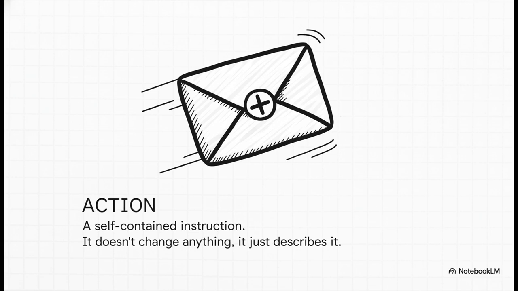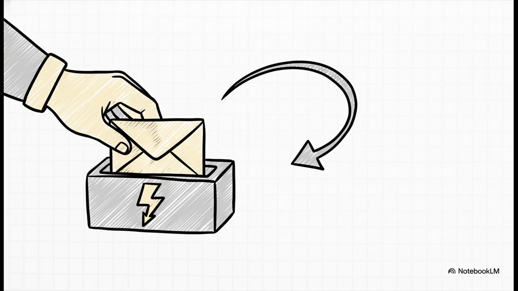All right, piece number 2 is the action. Think of this like a little memo or a message. It's just a plain object that describes what you want to do, but, and this is key, it doesn't actually do it. For example, an action might just have a type property that says increment. It's just an instruction.